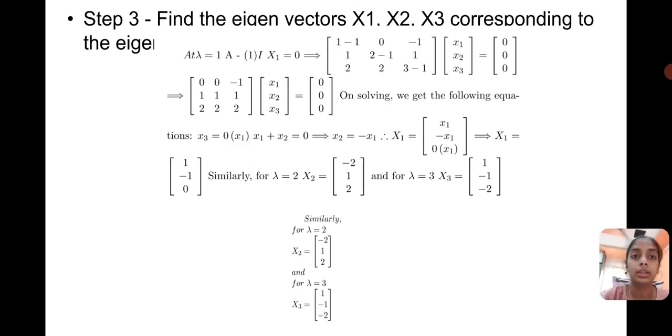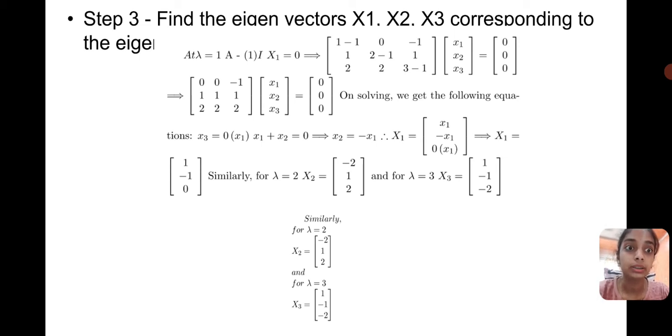Step 3. Find the eigenvectors x1, x2, x3 corresponding to the eigenvalues. At lambda is equal to 1, we get the matrix 1 minus 1, 0, minus 1; 1, 2 minus 1, 1; 2, 2, 3 minus 1, times x1, x2, x3. On solving we get the equations: x3 is equal to 0, x1 plus x2 is equal to 0, x3 is equal to x2 minus x1. So x1 is equal to 1 minus 1 0. Similarly, lambda is equal to 2.